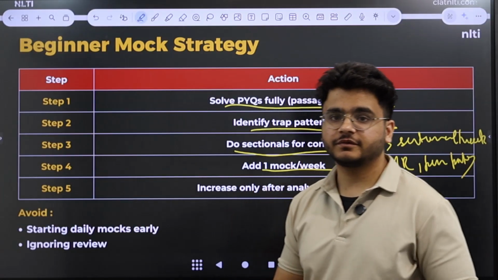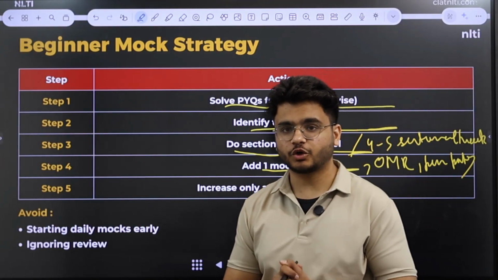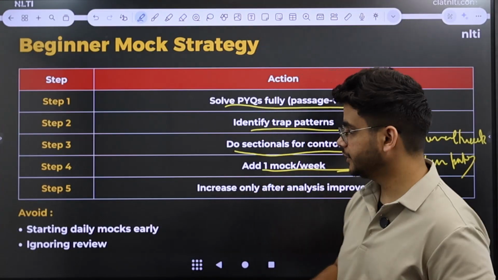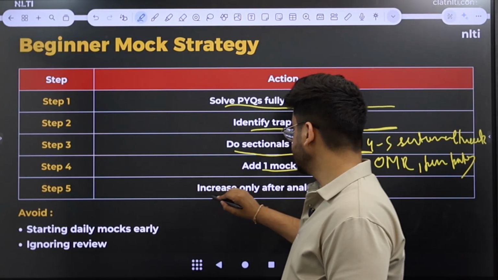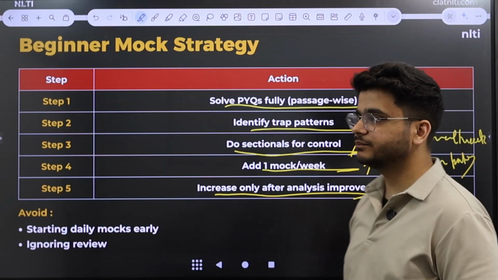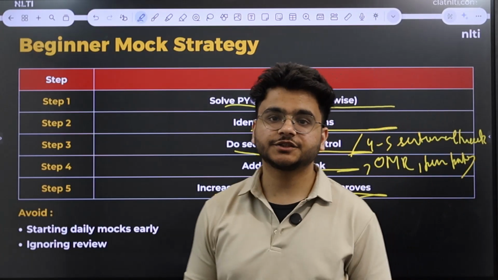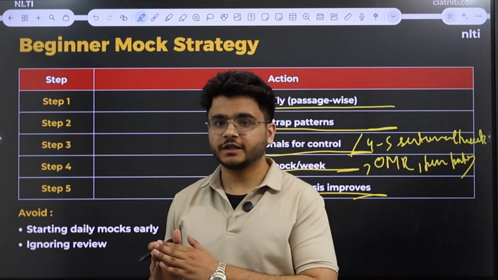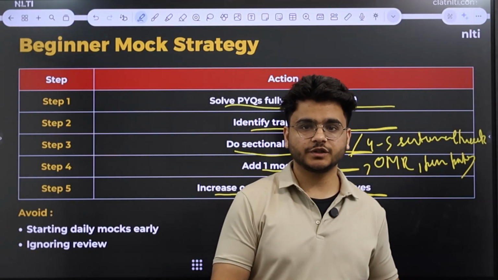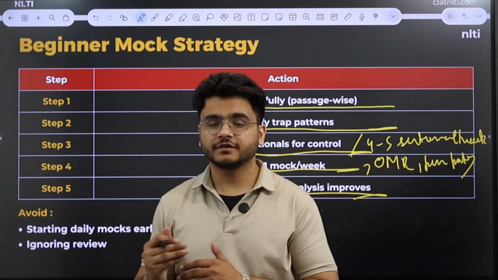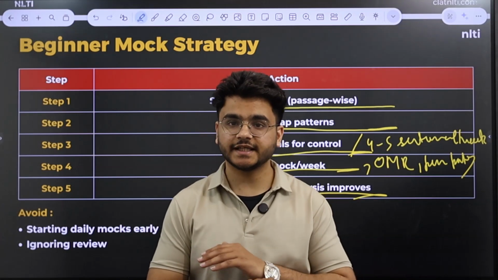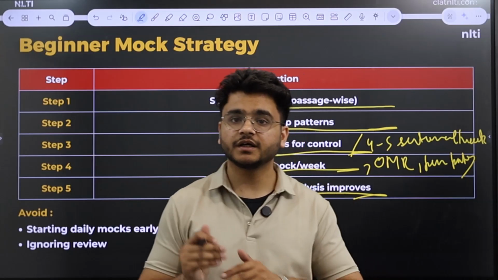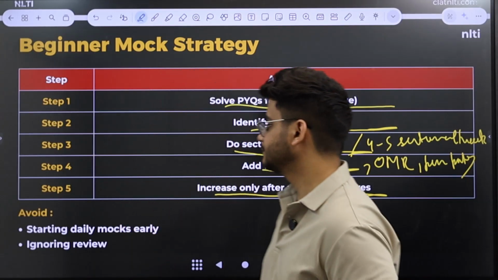And step 5 is to analyze the mocks properly according to the strategy that we've just told you, and then increase the frequency only once your analysis improves, only once your analysis shows that you are making an improvement. So let's say mock 1 mein you are making a mistake in the main idea questions, and then in mock 5 the main idea questions mistakes are not there, your analysis is showing that you are making an improvement, so then you can increase your frequency.